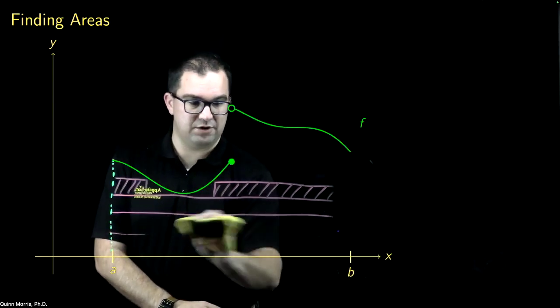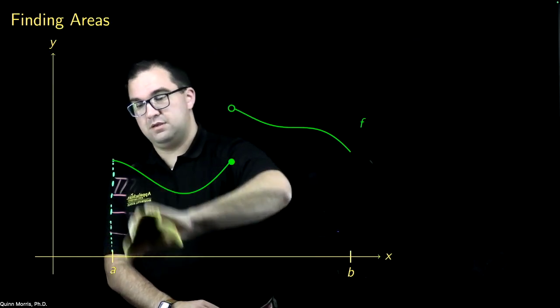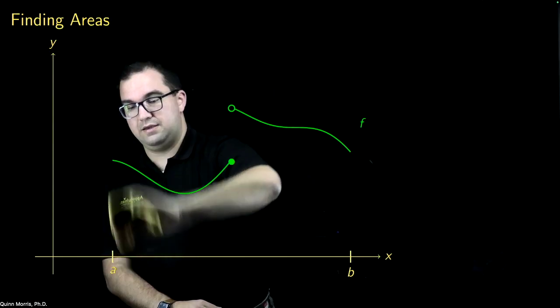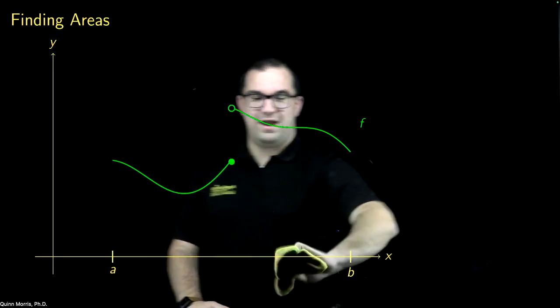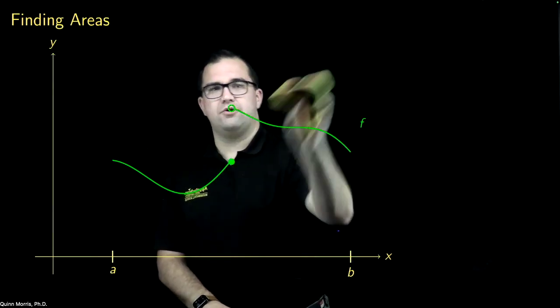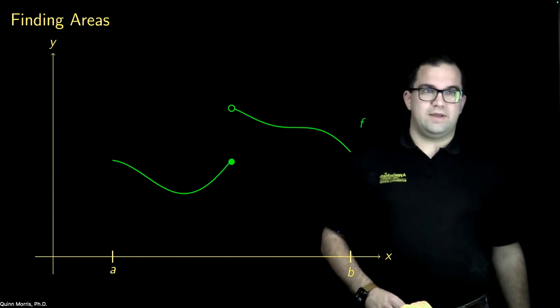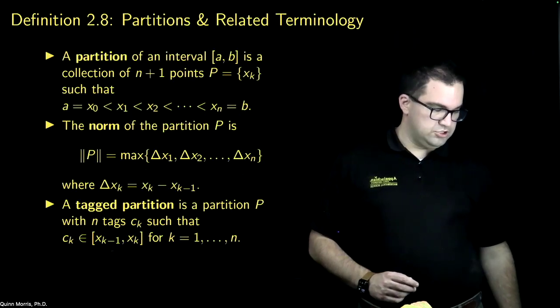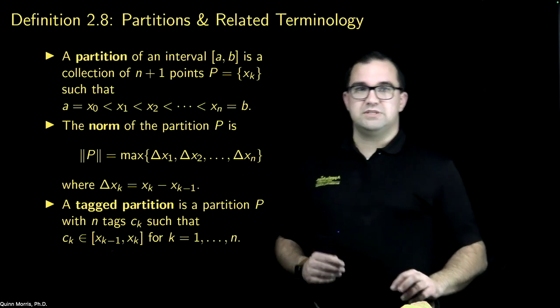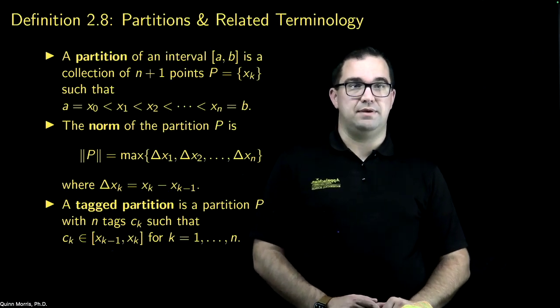So for now, we're going to stick with the notion of creating these sorts of vertically oriented rectangles to help us approximate the area. So our goal will be to construct Riemann sums, but before we can do that, we need to define some terminology. So the first thing we're going to need to define is a partition of the interval AB.